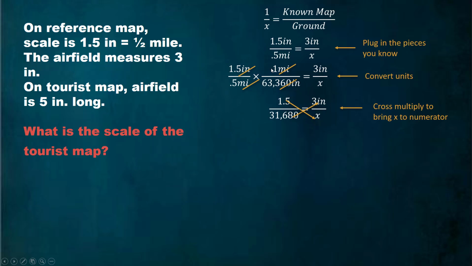Multiply across, right? 1.5, 0.5 times 63,360. And then we're going to cross multiply to get X by itself, same as we did before, right? So 1.5 times X, and then 3 times 31,680. So 1.5X equals all of this. And then we want X by itself, right? So we're going to divide both sides by 1.5. And we'll get X equals 63,360.